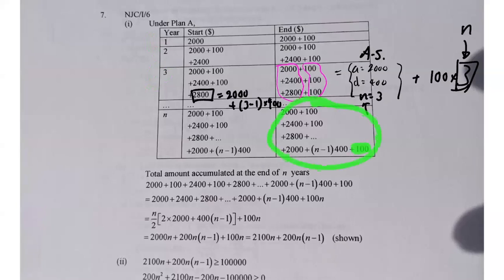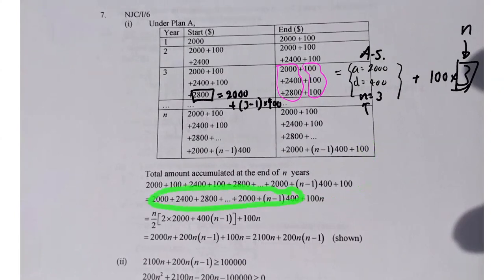So this entire expression, you just convert it to a series. Sorry, I use arithmetic series to simplify it. So the first half, you got 2,000 all the way to 2,000 plus 2,400 plus 2,800 all the way until 2,000 plus n minus 1 times 400. And then you add on 100 n times, so 100n. Up to this step, is it okay? Yeah, can. Then it's an arithmetic series, right?